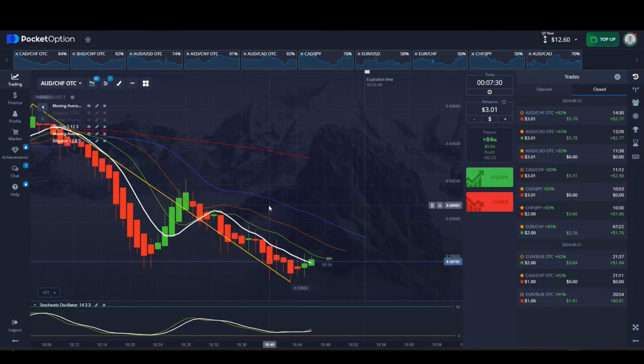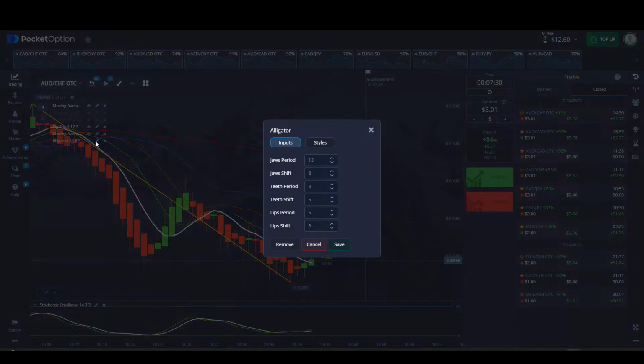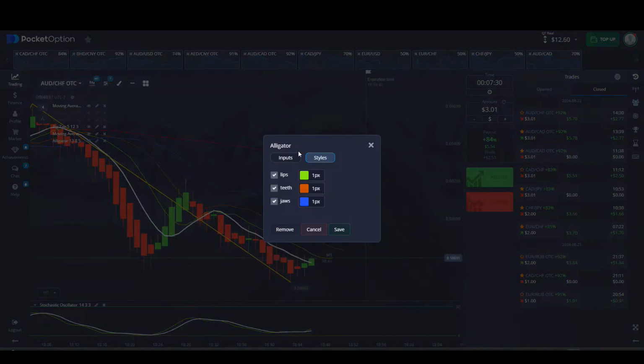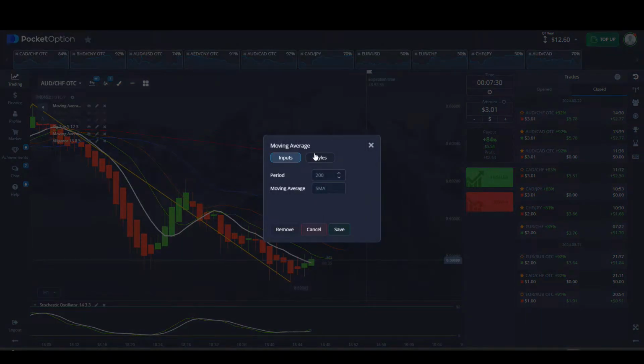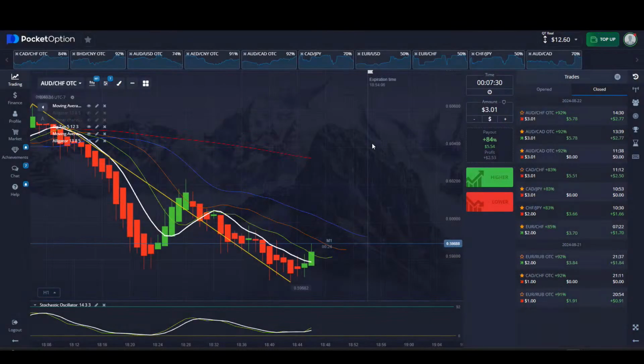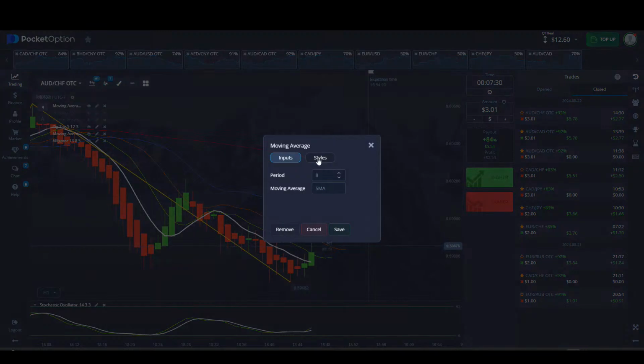And then we have the alligator as well up here. These are just the base settings for the alligator. We didn't change anything on that. And we added a moving average. We got the 200 moving average, which is red, and I'll show you the style on that. That's red, and it's just one pixel. Okay, and then we also have another one, and I made it an 8 SMA, and that style is white.